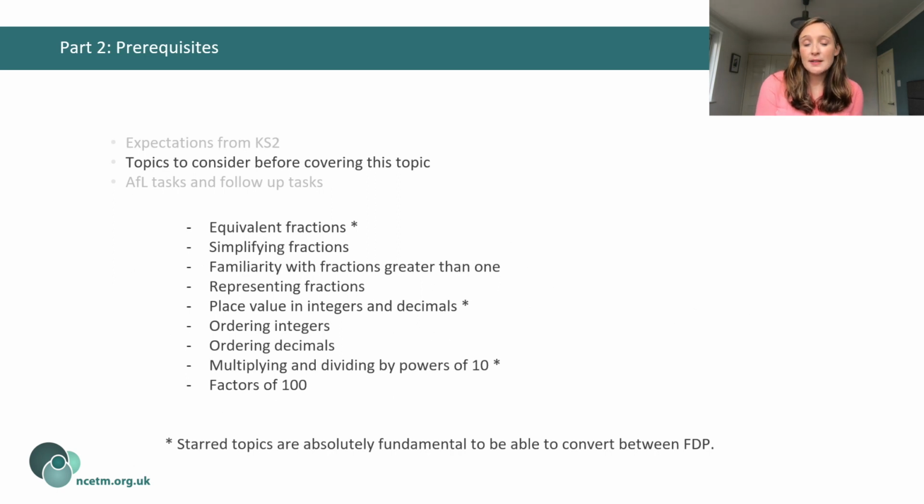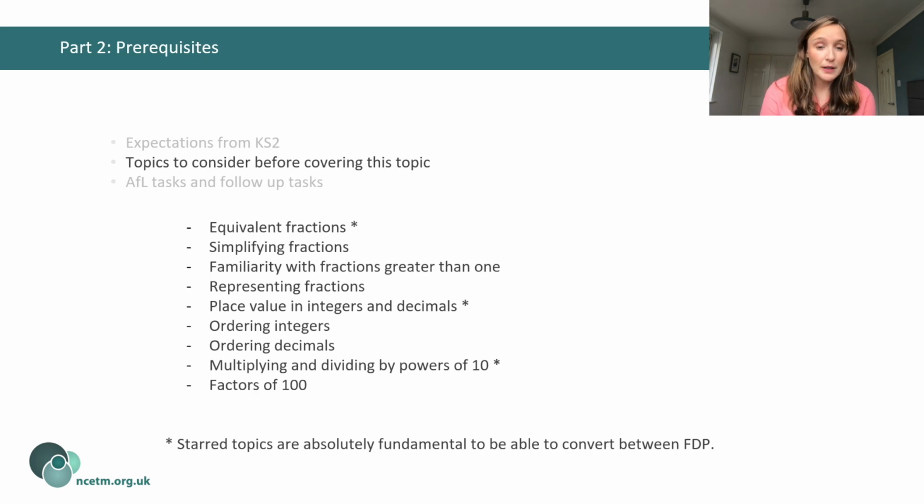So some topics to consider teaching before covering this topic. There are quite a few, and all of them they will have seen in Key Stage 2. So at this point, I would choose a few tasks just to identify how confident they are with each of these topics. And the three I starred are three that are absolutely fundamental.